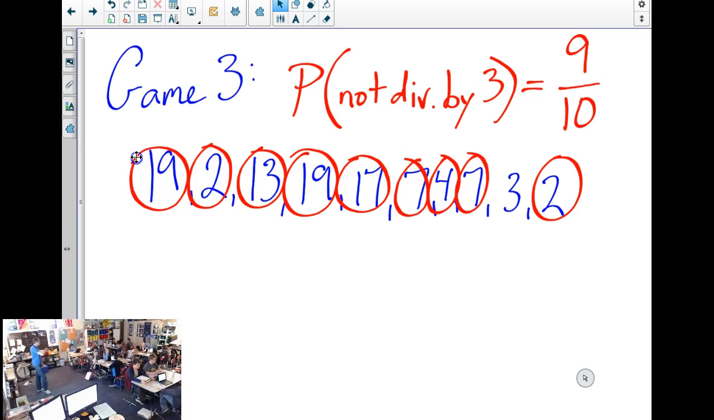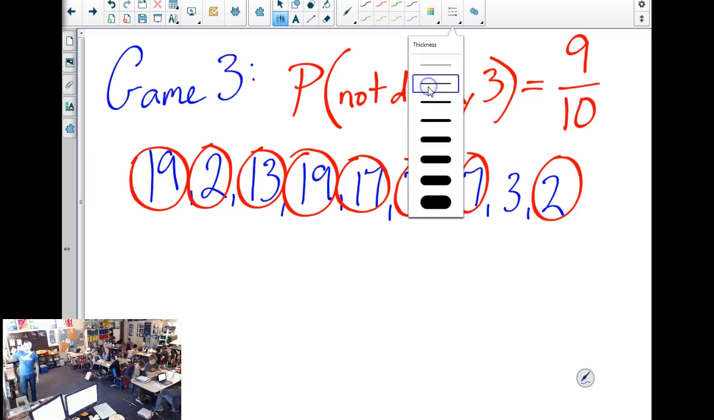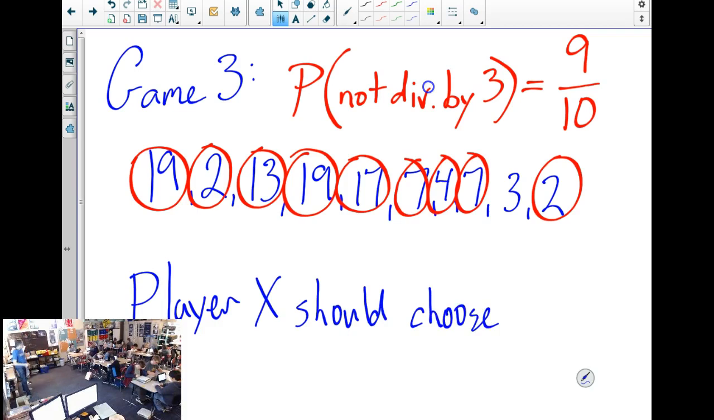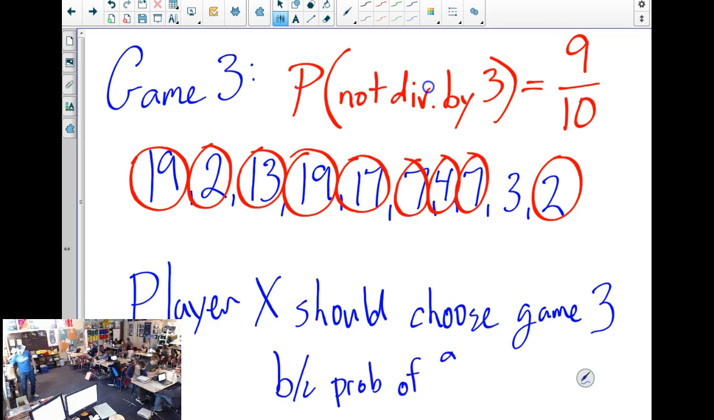So on your paper, right now, and this is probably directly what I'm going to have you do on a mastery, we're going to randomly generate numbers. Then you'll have to justify what player X should choose, and we can just start writing. So player X should choose. You're writing with me, please. Now, your results might have been different, but you want to write in your notes which game had the best results. For me, it was game three. So I'm going to say player X should choose game three because the probability is 9/10. That's like a 90% chance he's going to win, supposedly.